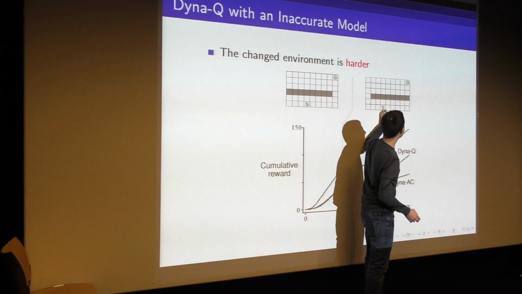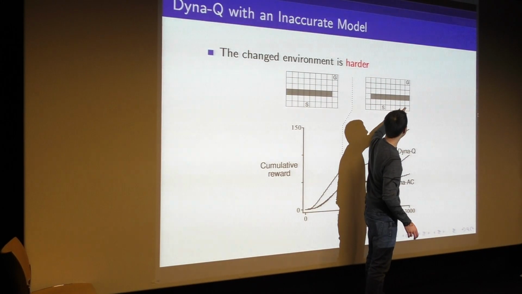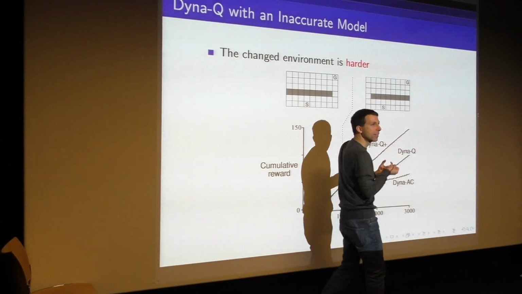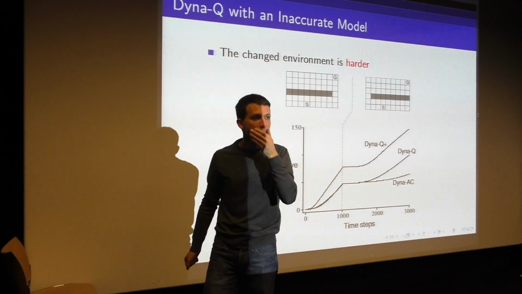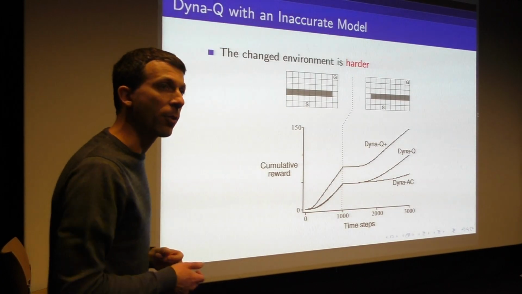You're planning and you really believe that this is the way through, and even once you exclude that, you then have to try other things again and figure out that there's something better. Yeah? On the left-hand side of the graph, why did Dyna-Q+ rise more quickly? Because it explores more effectively.